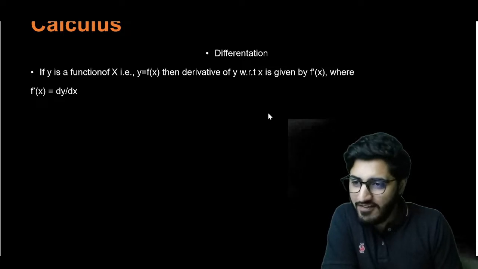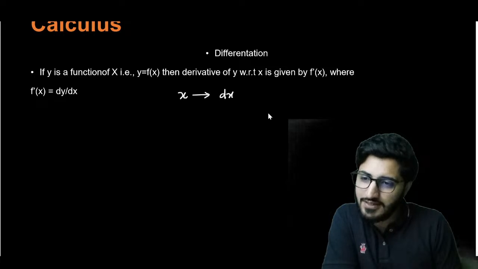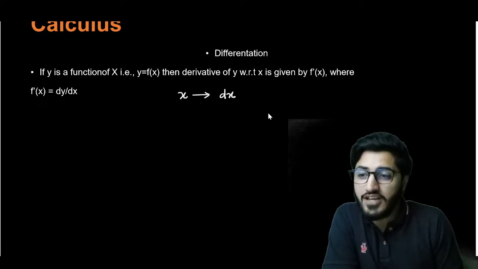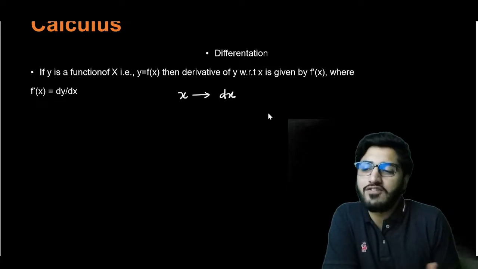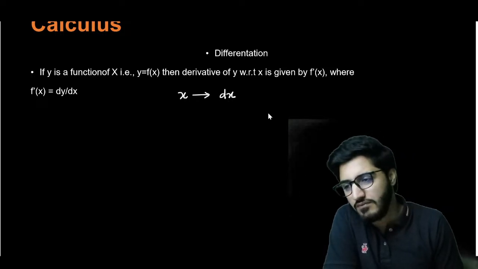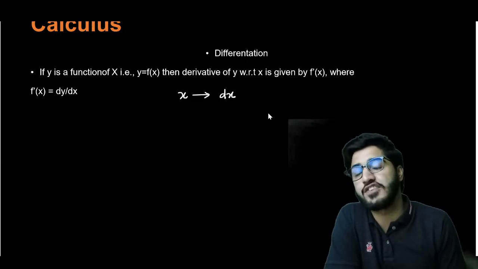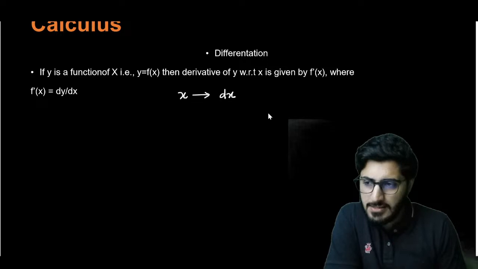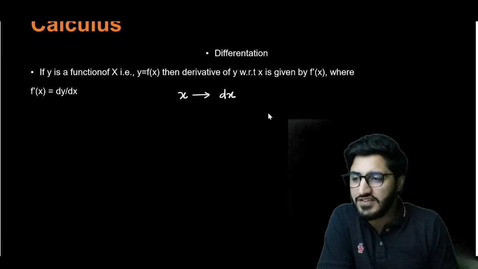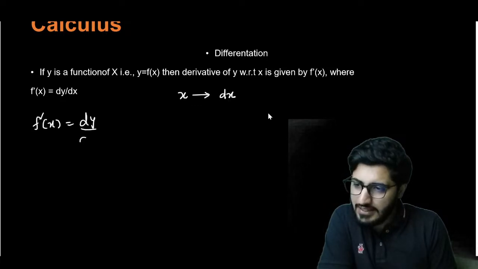So if we have x and we change x by dx, what will be the effect on my y? If we change the value of x, what will be the effect on y? This is basically differentiation. So we can represent differentiation like this: f dash x equals dy by dx.